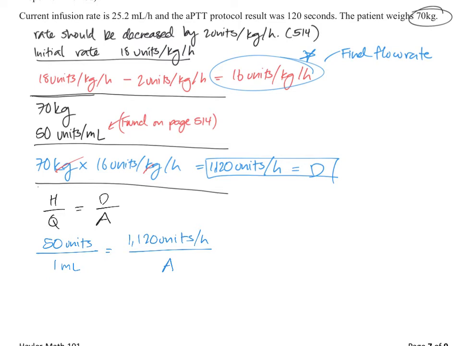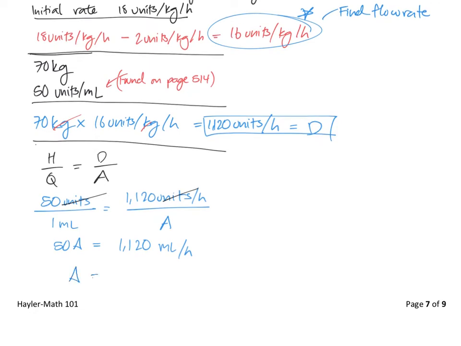Going ahead and canceling any of the common units out, we can cross multiply. We'll get 50A equals 1,120 milliliters per hour. Dividing both sides by 50, we'll get A equals 22.4 milliliters per hour. And there we have it: the flow rate is 22.4 milliliters per hour.